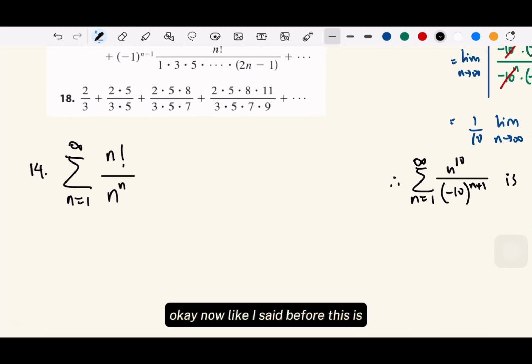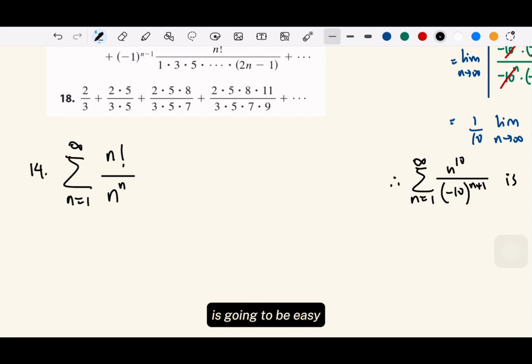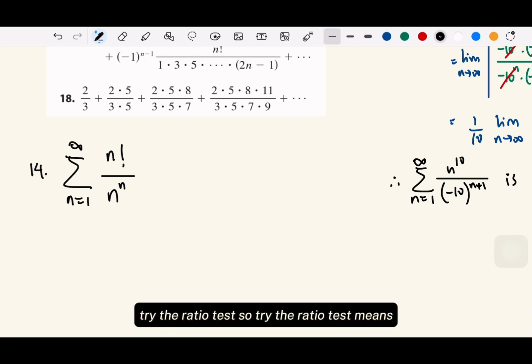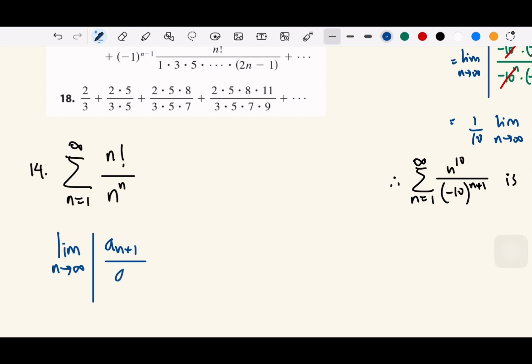Now like I said before, this is another example that the series that you will test is going to be easy if you are using the ratio. So every time you see the power with n or with other number and it requires n, and also the factorial, try the ratio test. So try the ratio test means I will write directly using limit. I hope you don't mind. So I will write limit like this, and then take all the ratio inside: a_{n+1} divided by a_n.